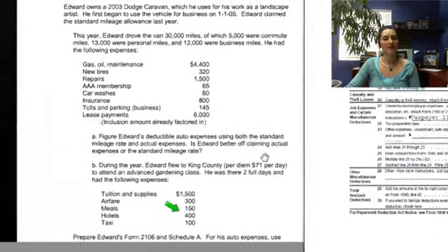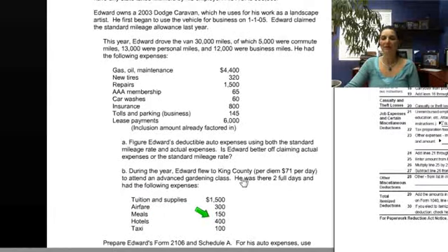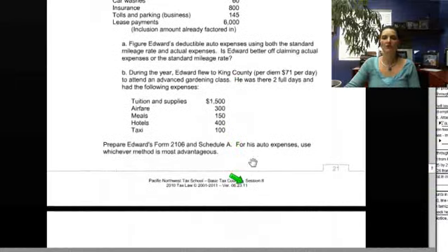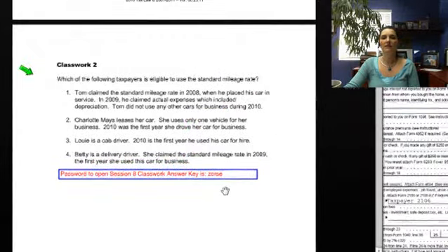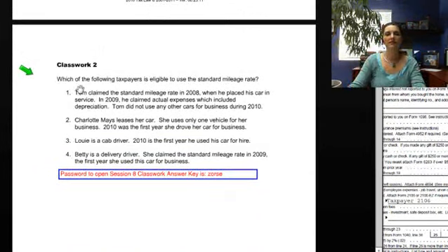Going back to the manual to classwork assignment number 2, which of the following taxpayers is eligible to use the standard mileage rate? Let's take a look at these. Tom claimed the standard mileage rate in 2008 when he placed his car in service. In 2009, he claimed actual expenses, which included depreciation. Tom did not use any other cars for business during 2010. What I'd like you to do is go through, read questions 1 through 4, answer yes or no to each.